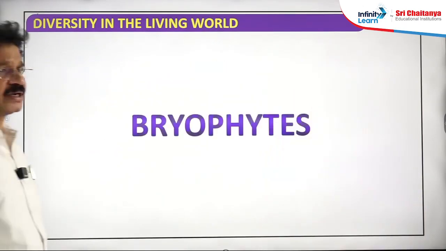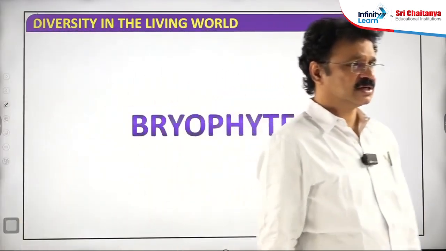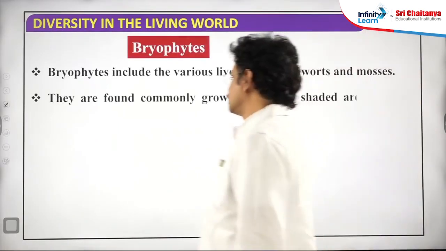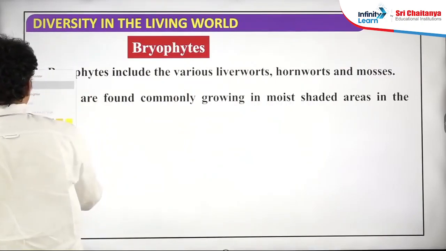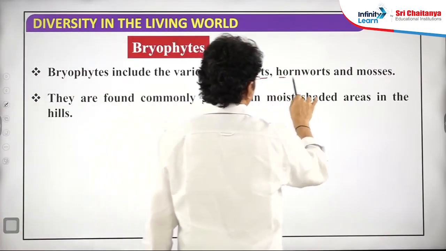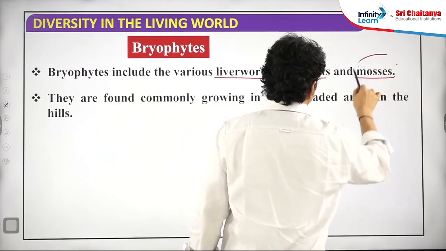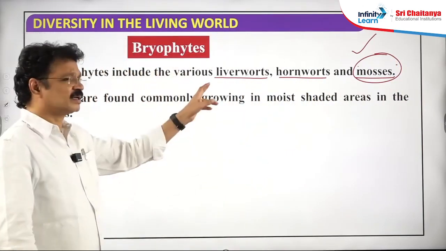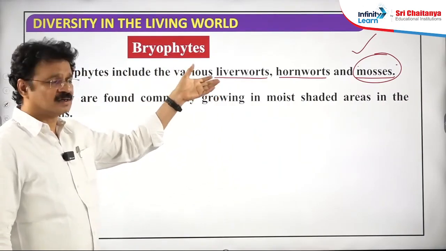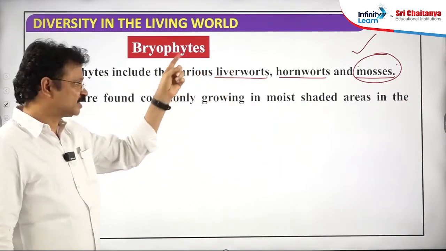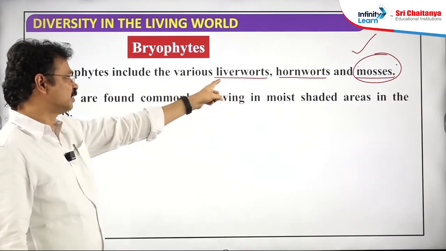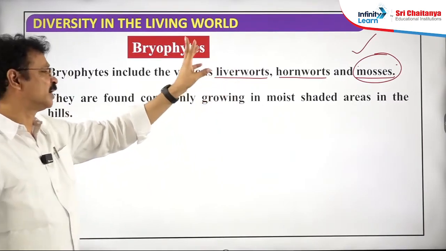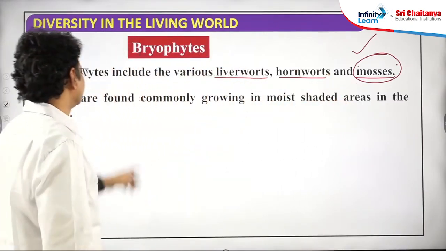Next, algae completed. Next chapter, next plant group in the plant kingdom, Bryophytes. In Bryophytes also several plant groups are there, such as liverworts, hornworts, mosses. But mosses are more dominant over the hornworts and liverworts. In algae also 3 classes are there, such as green algae, brown algae, red algae. Whereas in Bryophytes, 3 groups, liverworts, hornworts, mosses. Mosses are the more dominant and larger group among these 3 within Bryophytes.